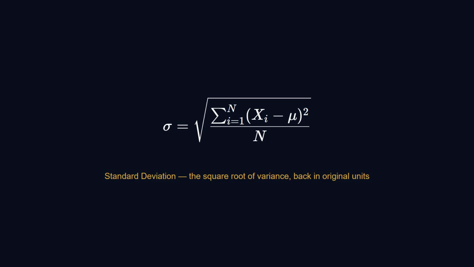For a normal distribution, about 68% of observations fall within one standard deviation of the mean, about 95% fall within 2, and 99.7% within 3. This is the 68, 95, 99.7 rule. Memorize it for the exam.